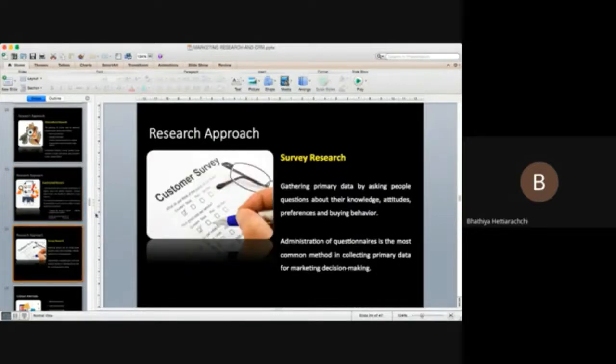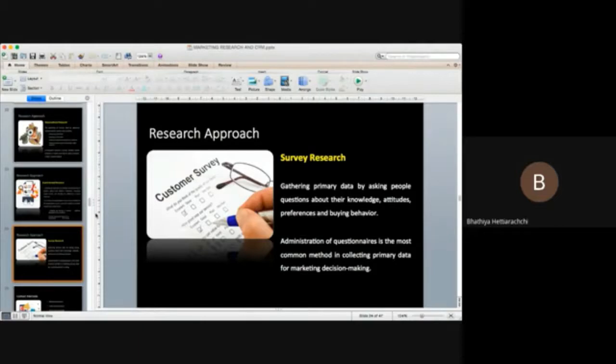Then you have survey research. Survey research is the most important type of research, which you do to gather information using questionnaires, right? Survey research is where you go to the field, right? What happens here is that you go to the field and you talk to people, or you basically connect with people and find out information, right? There are different methods to do that. The most common method that you see in survey research is questionnaires, right?